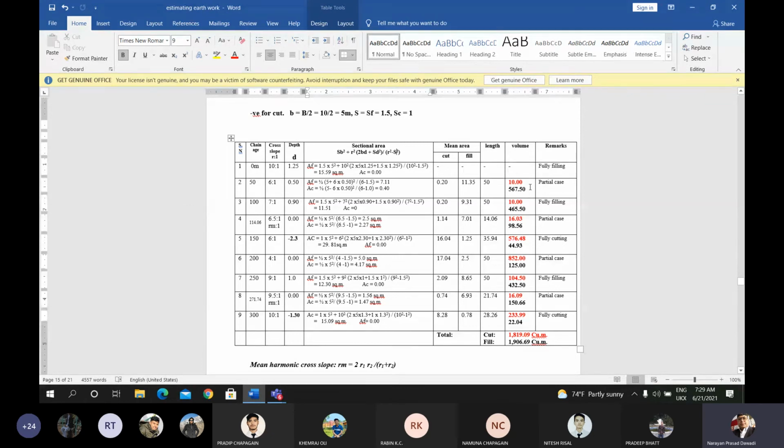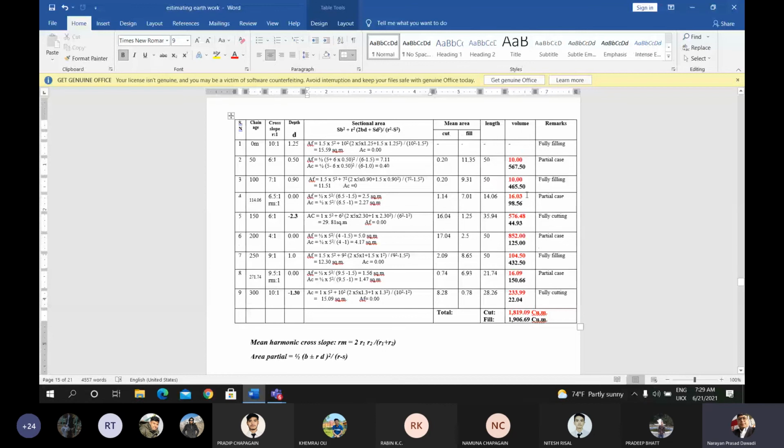cutting and filling respectively. You can do this by providing a double column here, cutting volume and filling volume, and provide the data in the respective column. I have done it in a single column by separating the volume by colors: red color for the cutting volume and black color for the filling volume in the same column. If you provide the negative sign for cut, then you can provide the negative sign also. Otherwise, you may provide a double column for the respective cutting and filling here.